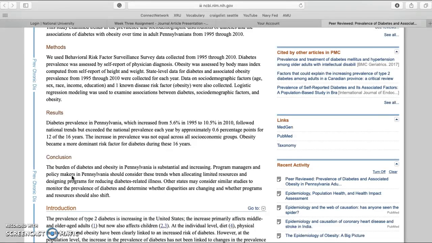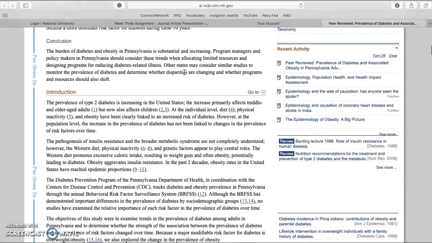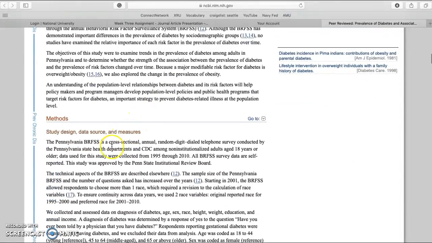So the population in which the author seeks to generalize their findings is self-reported or physician-reported diabetic adults in Pennsylvania from 1995 to 2010, using what they call the Behavioral Risk Factor Surveillance Survey. Okay. The type of study that they use for this article is a cross-sectional study. I found it earlier, right here. So the Behavioral Risk Factor Surveillance Survey is a cross-sectional study, right?